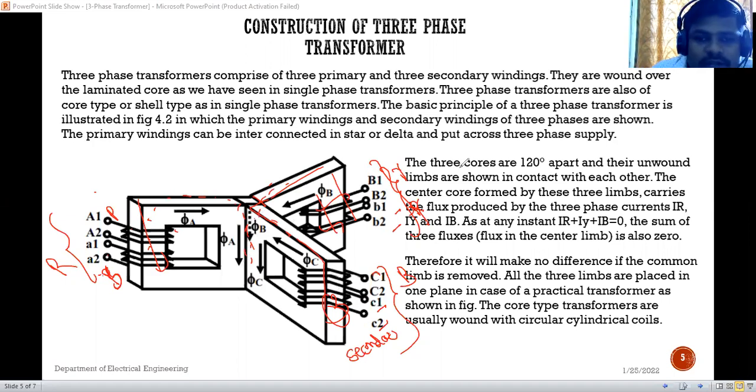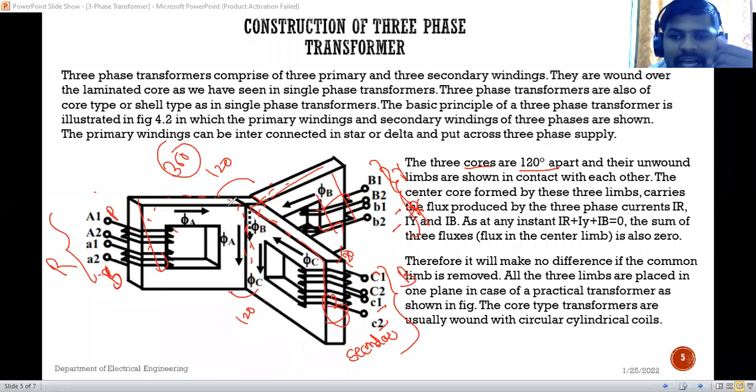Okay, see the three phase cores are 120 apart. बघा याच्यामध्ये 120 डिग्री अपार्ट केलेलं आहे. So see, the angle between these two will be 120 degrees. In between that 120 degrees, in between that 120 degrees, right? So total 360 degrees. Construction will be like this. The common core can be taken. Each and every limb is 120 degrees apart, and they are in contact with each other. Okay, so the central core will be formed by these three limbs.